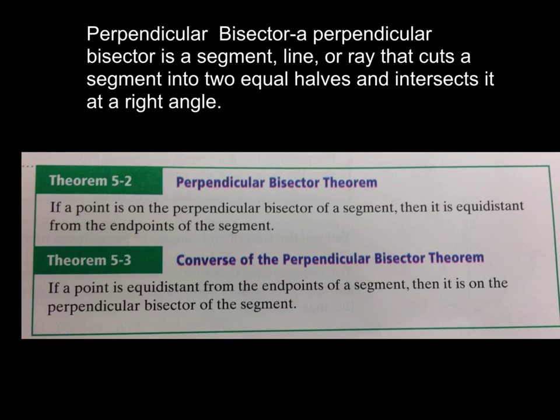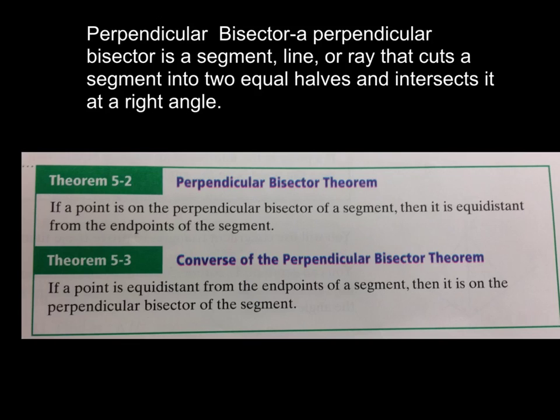A perpendicular bisector is a segment, line, or ray that cuts a segment into two equal halves and intersects it at a right angle. You can only bisect segments. You cannot bisect a line or a ray. But segments, rays, and lines can all be bisectors, but they cannot be bisected. Only segments can be bisected.